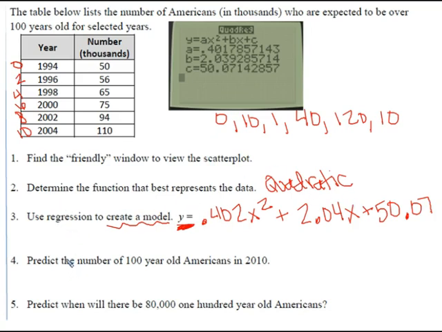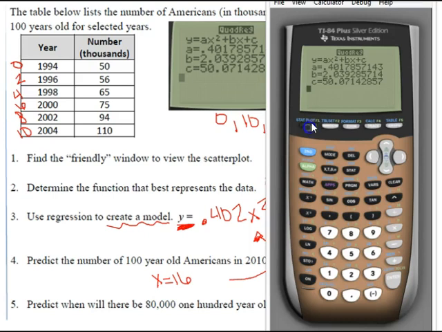Now we want to use this to predict the number of 100-year-old Americans in 2010. So this 2010 is a year, but we want to make sure we convert it to the easier or smaller numbers that we were using before. All right, so 2010 is how many years since 1994? Well, 2004 was 10 years, which means 2006 is 12, 2008 is 14, and then 2010 would be 16. So the x value we want to specifically look at is 16, which means we can plug that in to these x's. Or, remember, you can use your calculator to help you with that.